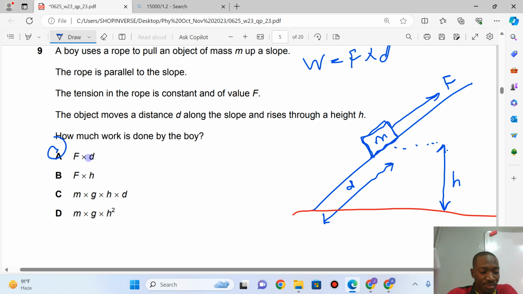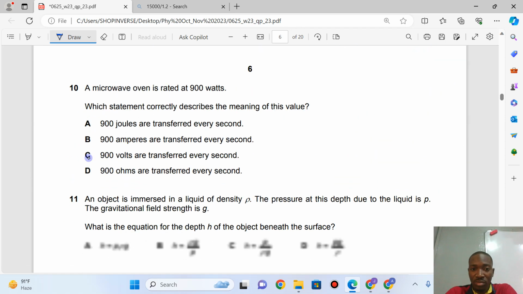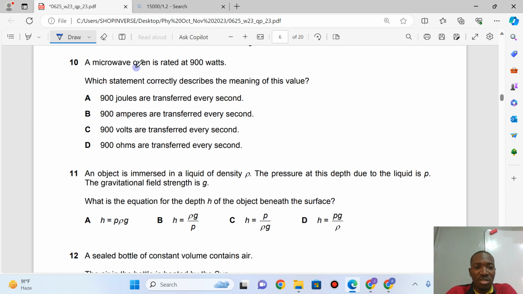Question number 10. A microwave oven is rated 900 watts. Which statement correctly describes the meaning of this value? Watts. 900 joules are transferred every second. Correct. Why? Because power is measured in watts, and the formula for power is energy.